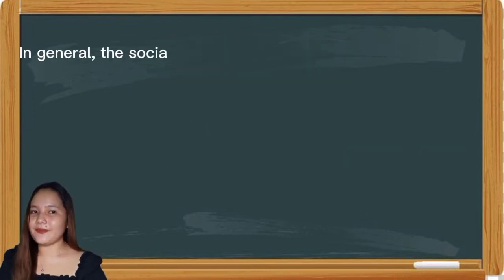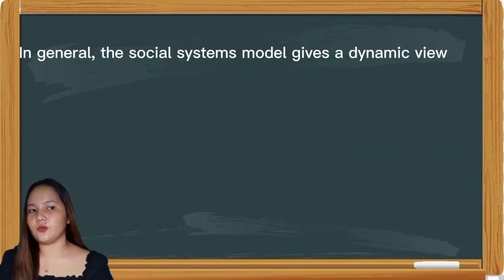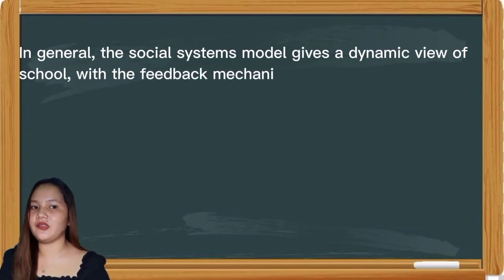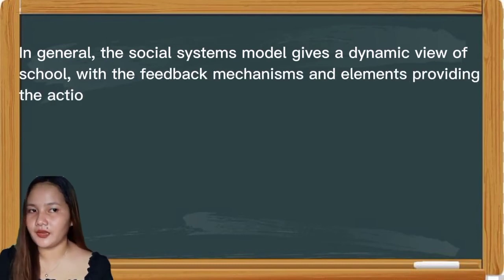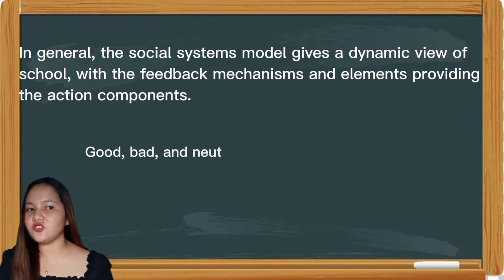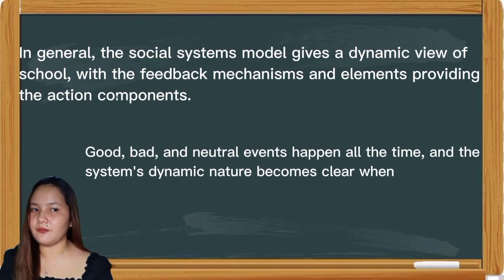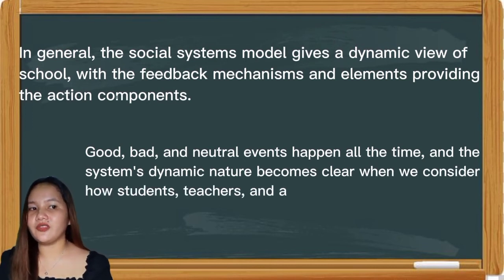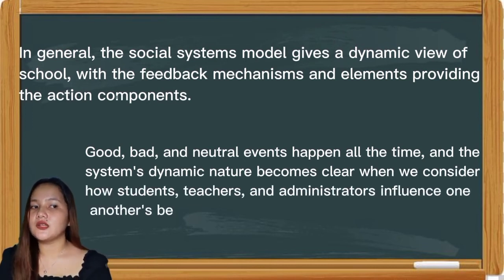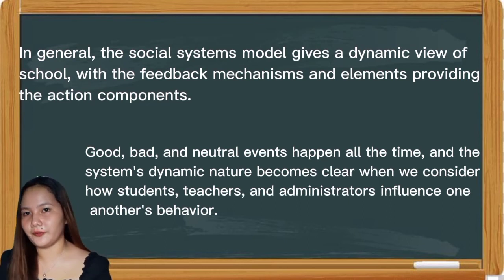The social system model gives a dynamic view of the school, with the feedback mechanism and elements providing the action components. Good, bad, and neutral events occur constantly, and the dynamic nature of the system becomes even more evident when we consider the ways that students, teachers, and administrators affect one another's behavior.